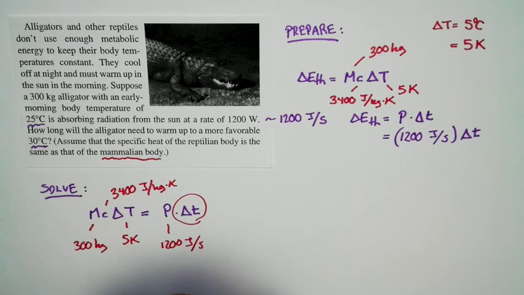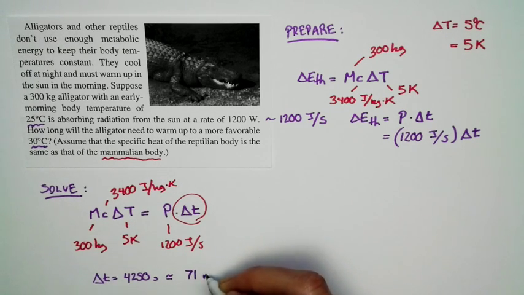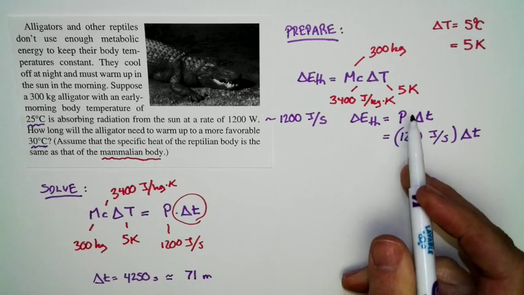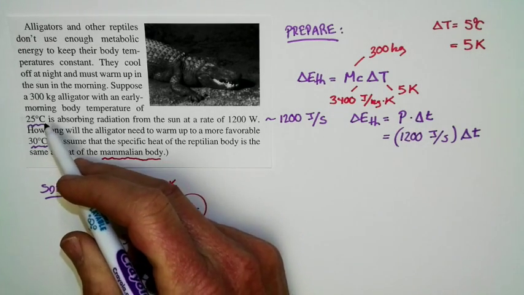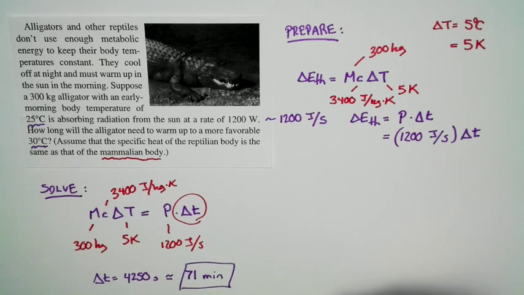If we solve for the time interval, we get 4,250 seconds. But let's round that, and also I'm going to convert it to minutes. I'm going to keep it to 2 significant figures, because really this looks like maybe even a 1 significant figure problem since we have a 5 degree change in temperature, but that seems a little bit stingy. So we'll keep 2 significant figures. I end up with 71 minutes, just over 1 hour.